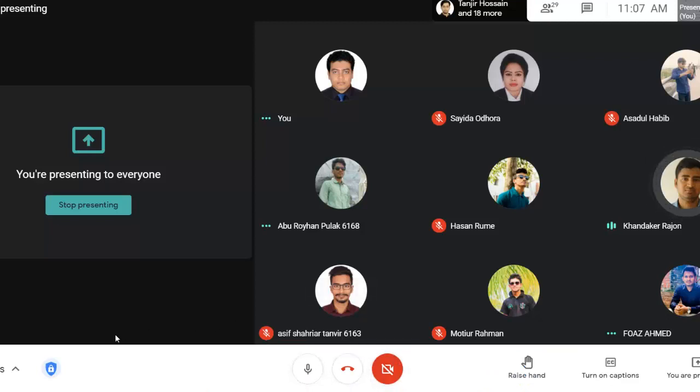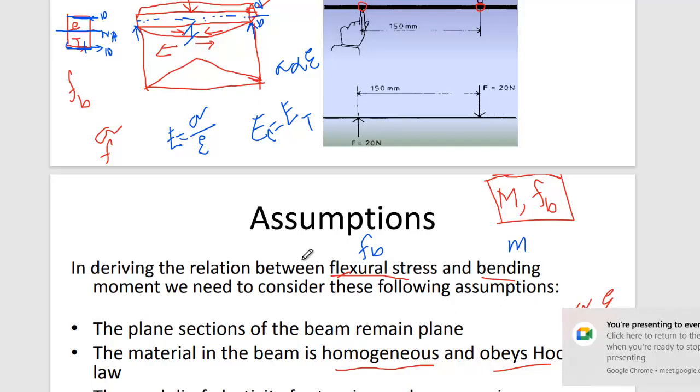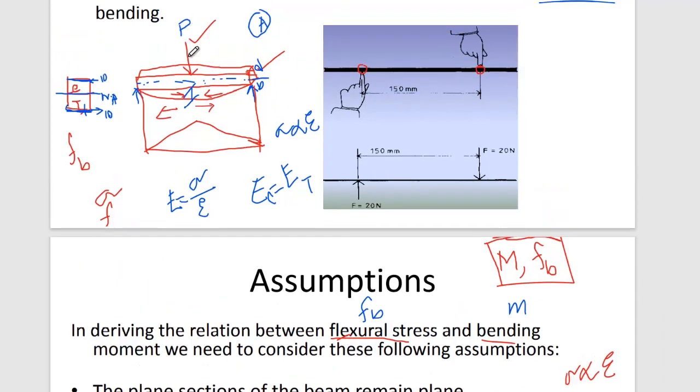Flexural stress, fb. Please repeat again, sir, I don't understand. Okay, flexural stress. What is flexural stress? Yes, sir. If you apply load here, it will generate some flexure. Flexure means bending. So due to this bending moment, the stress that is developed on this cross section is called the flexural stress.